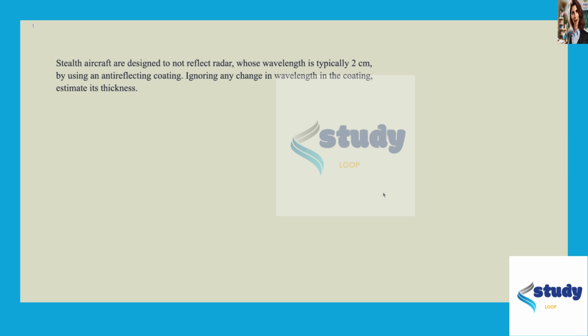So this question asks us what coating we have to use so that it absorbs all the radar reflection, or that no radar will be reflected from the coating. And we're asked to estimate its thickness. This question does not give us much information.